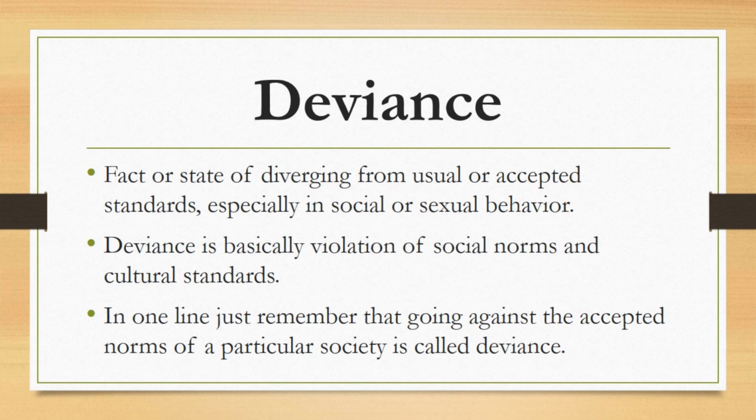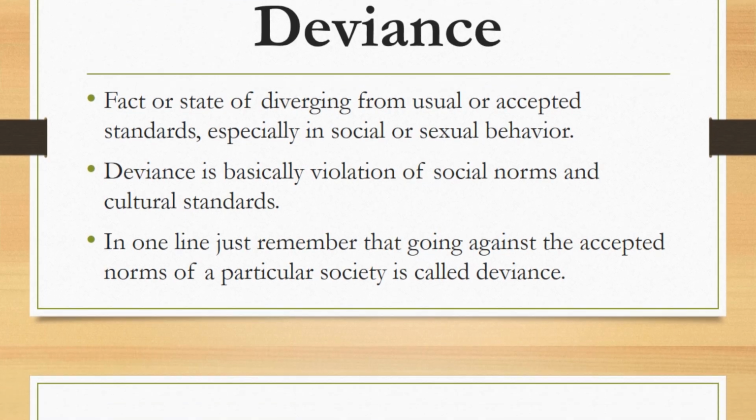So doing such an act which is against the norms, values and cultural standards of a particular society is known as deviance. In one line, just remember that going against the accepted norms of a particular society is called deviance.